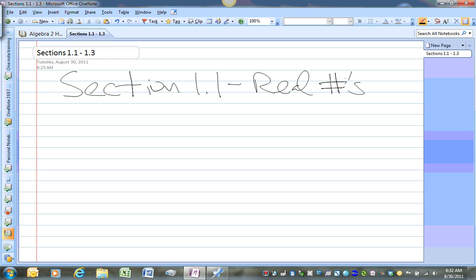First thing I want to talk about with 1.1 is a hierarchy of numbers. We'll start with real numbers. Real numbers are everything you can think of.